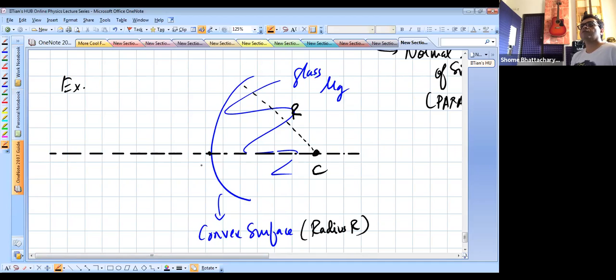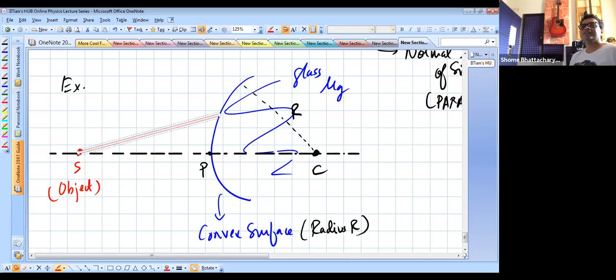So this point is the so-called pole. Now we have kept something like a point source of light here as the object, like a point object. We want to find out what happens to the paraxial rays. So it is basically like a version of spherical mirrors, but there we are applying laws of reflection. Here we will be applying laws of refraction. That's the only difference.